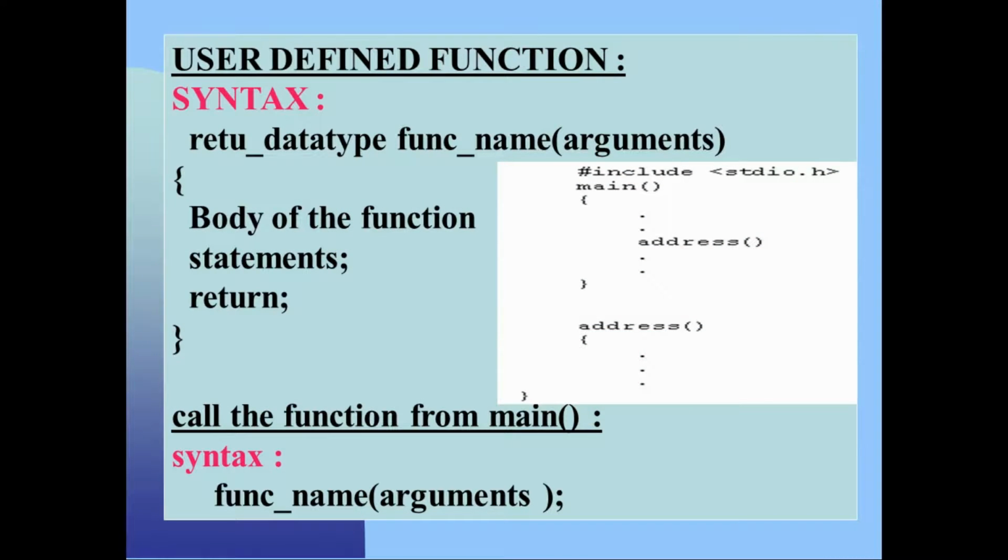User-defined function syntax: first the return type, function name, then arguments. Then the body section, the body of the function statements. The final one is return. Actually, if you are using any function, we mainly use three parts. The first one is function declaration, the second one is function definition. Without a definition, we can't call the function. So that is the declaration part, the definition part, then the third one, the function calling part. Call the function from the main function, syntax: function name, then arguments.